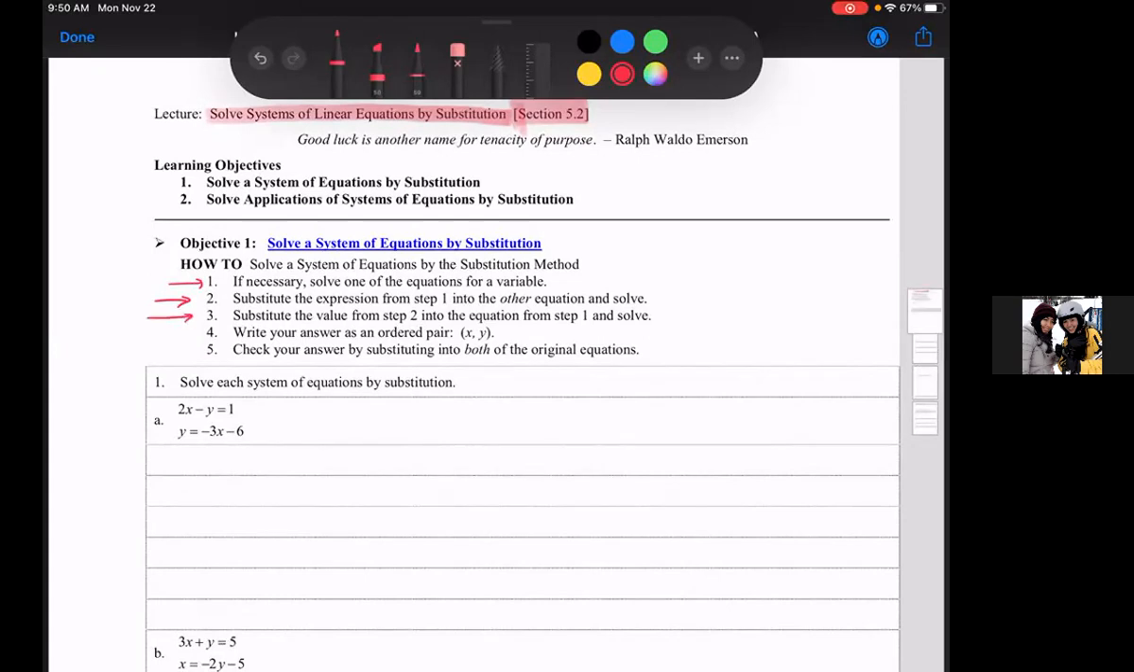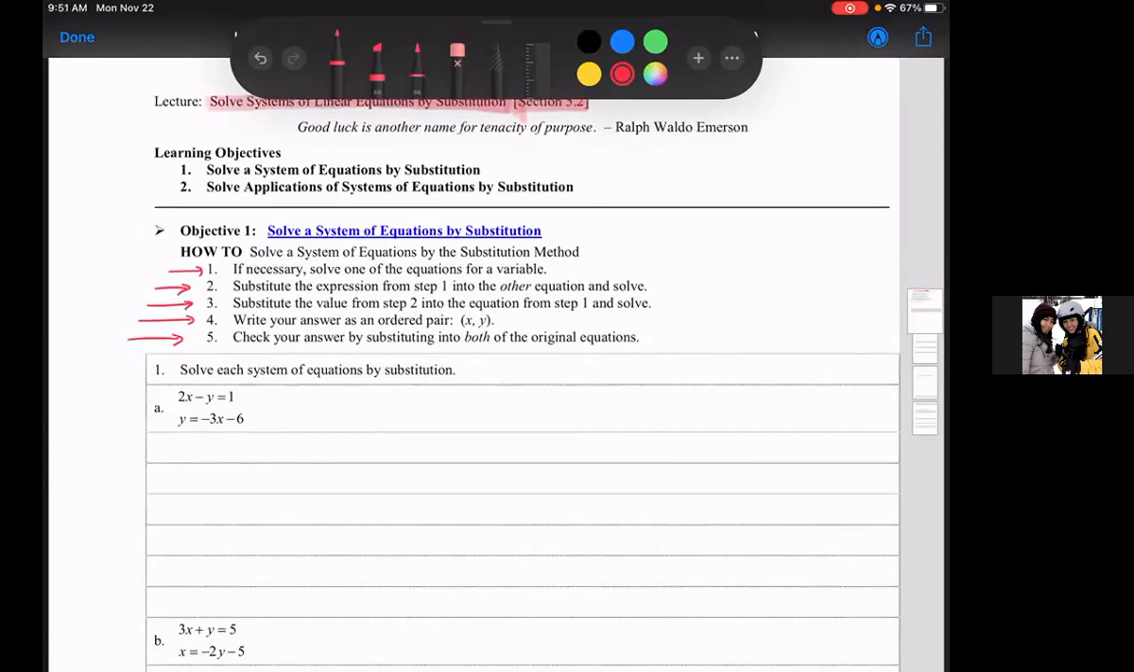That means now you have one variable in one equation, right? After you substitute and solve for the variable in step 2, once you have the value, you plug it back into step 2, and then from step 2 into step 1, and solve again to get the second variable. Then write your answer in an ordered pair, and you may check. I'll demonstrate this with problems. I just have to go through the theory with you.